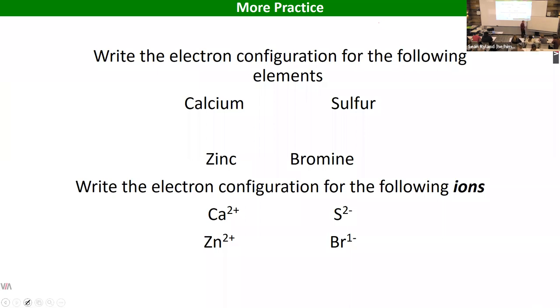What about calcium with the 2+? It would just be the same as argon. We have 18 electrons. So the electron configuration, and make note, I made very carefully sure to say more than 18 electrons, not 18 or more. So if it's 18 electrons, you've got to show the whole thing.